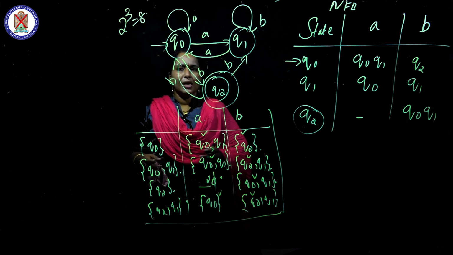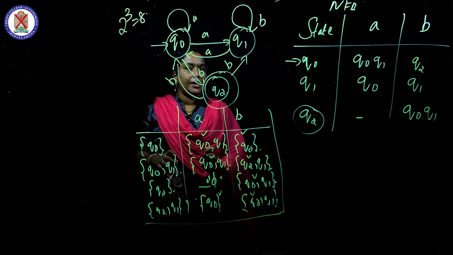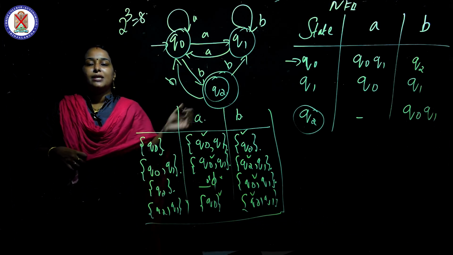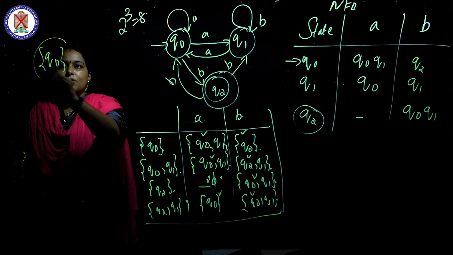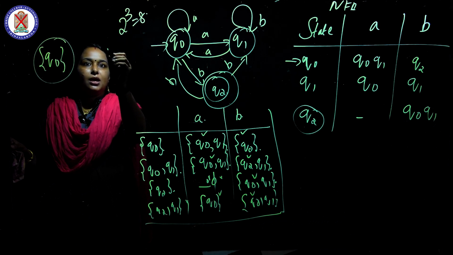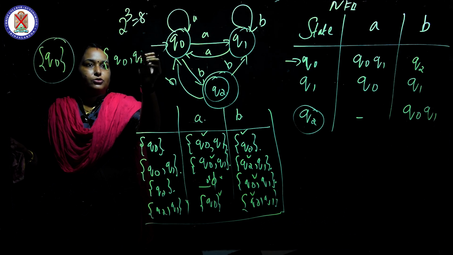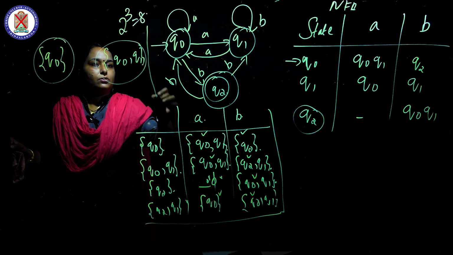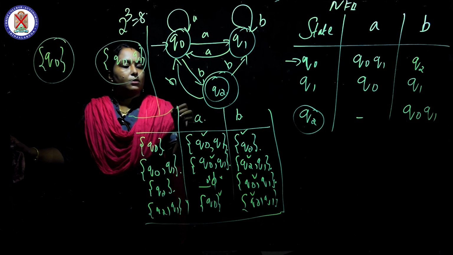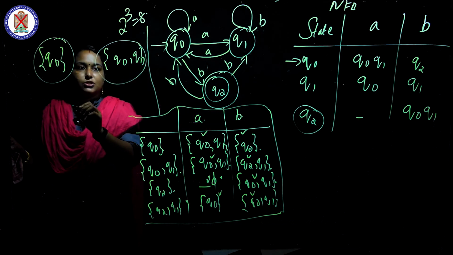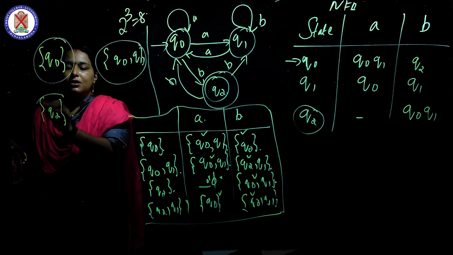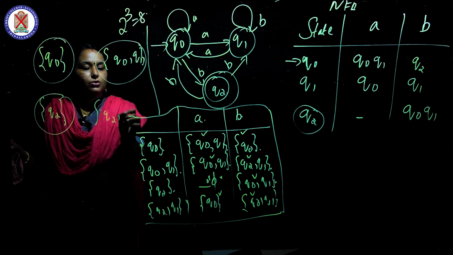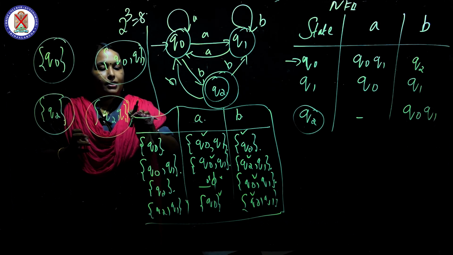Next we have to draw the transition diagram for this. I am drawing here: your first state will be set Q0, and the next state will be Q0, Q1. Next I am drawing Q2, and next I am drawing Q2, Q1. So this is our transition diagram.